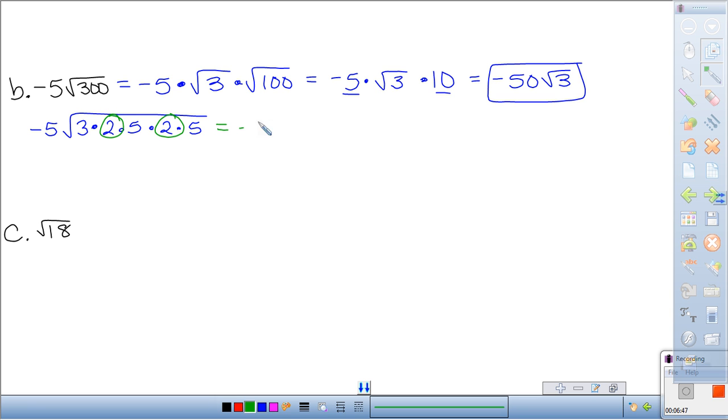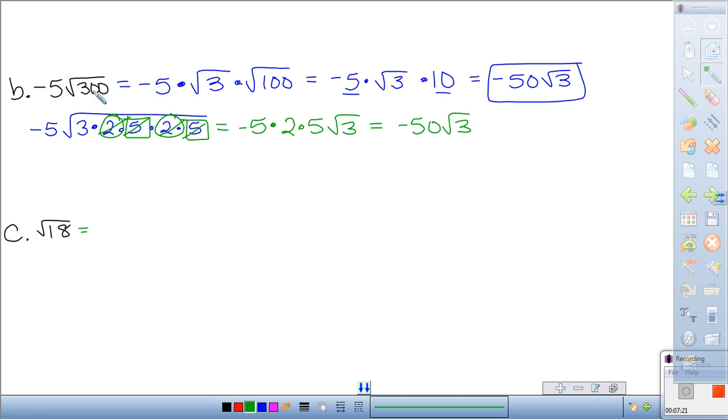So I have negative 5 times 2 times 2 is 4. The square root of 4 is 2, so I busted out the 2. And then I have a pair of 5. 5 times 5 is 25. The square root of 25 is 5, so I busted out the 5. And then I can't do anything with the 3, so the square root of 3 stays underneath the radical. And then you just multiply all these numbers together outside. Negative 5 times 2, negative 10, times 5, negative 50, square root of 3. Same answer. Last one, the square root of 18.